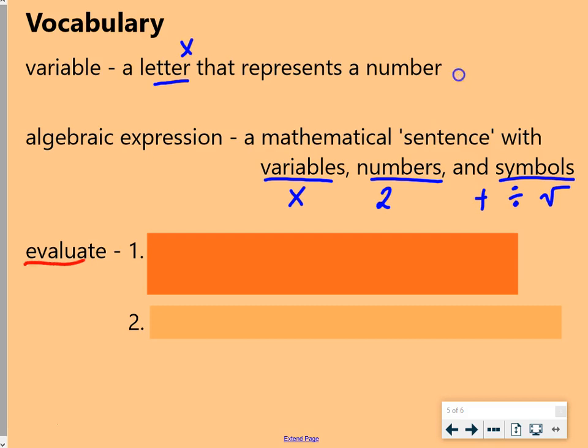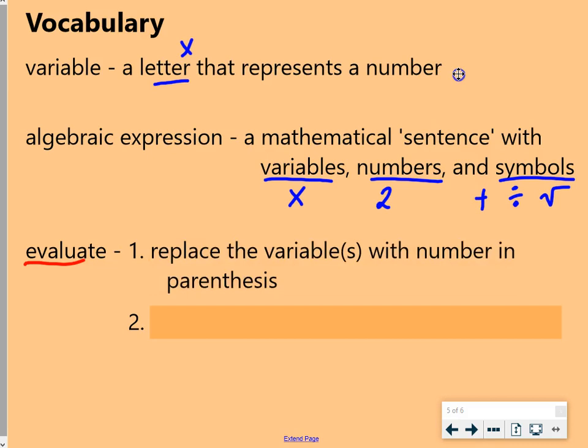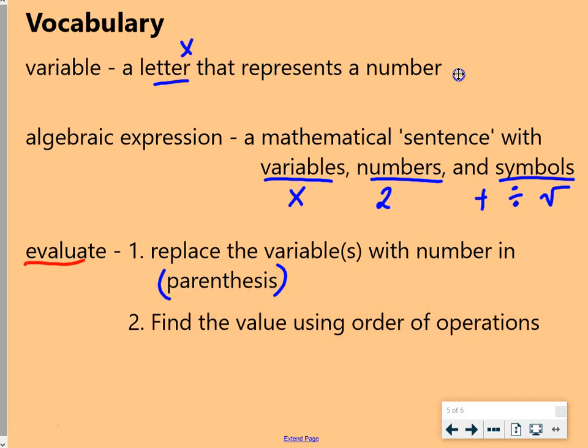We have 2 steps for evaluation. To evaluate, first step, replace the variables with a number in parentheses. Always, always, always replace the number in parentheses. Always. Number 2, find the value using order of operations. This is why we talked about order of operations first, because we need it in order to evaluate.